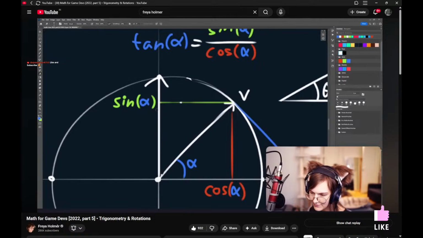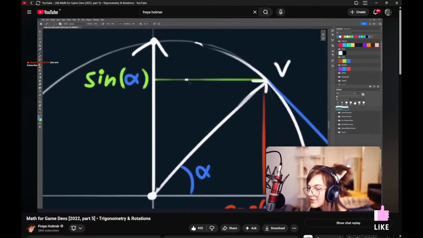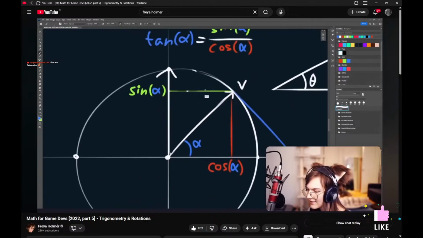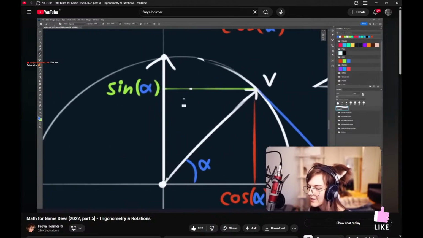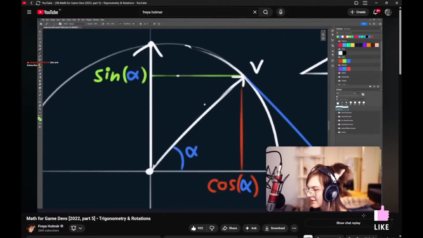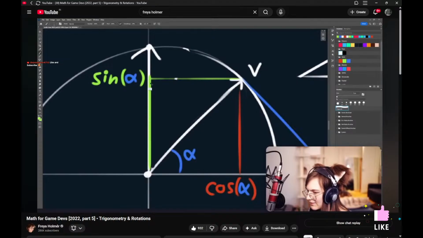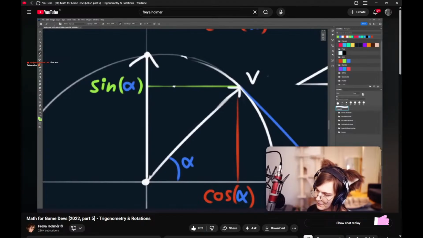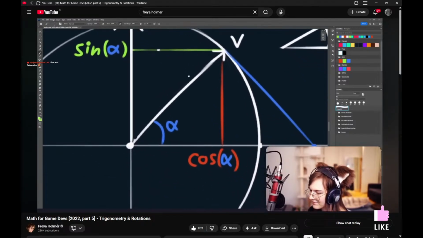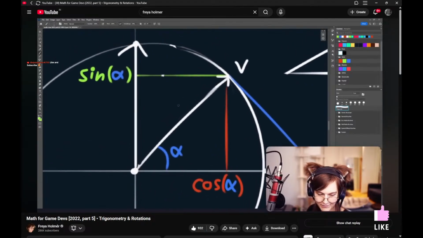I thought the green line was sine. It is. It's just that the green line represents the y coordinate, not the length of the green line. So sine of alpha is the vertical coordinate of this line, but not the length of the line. The length of this line is cosine. So it can be a little bit confusing which one you're interpreting it as. And so it can go either way.